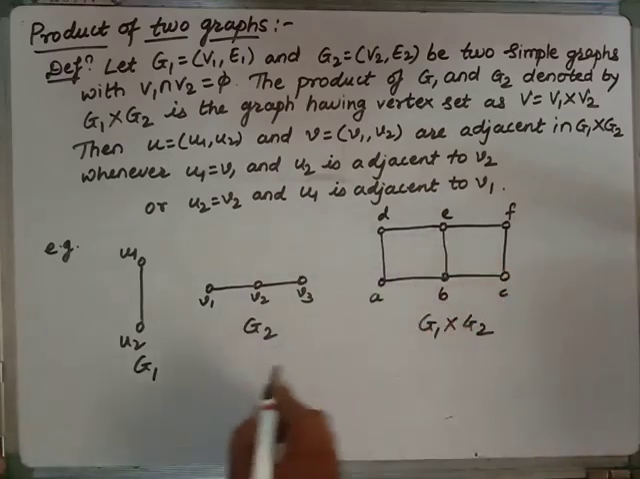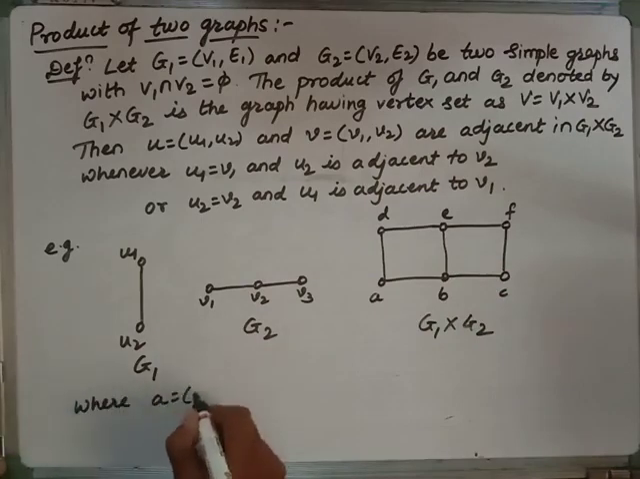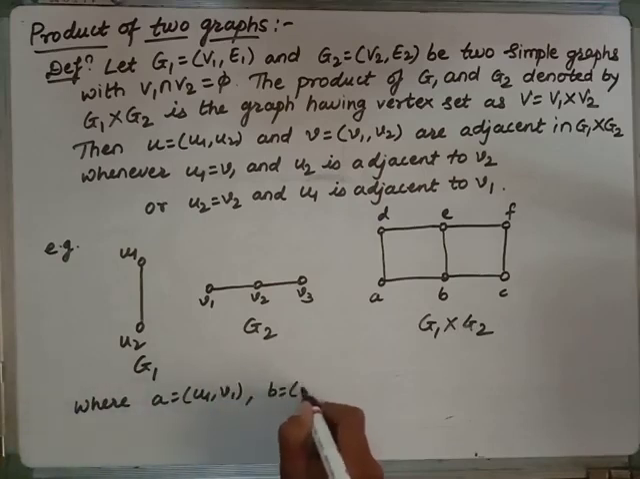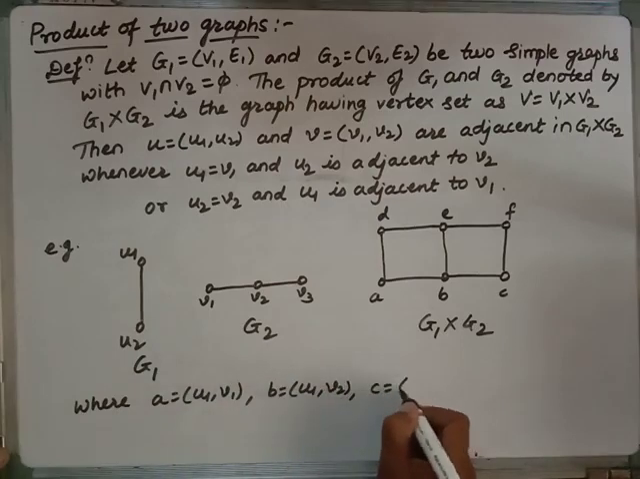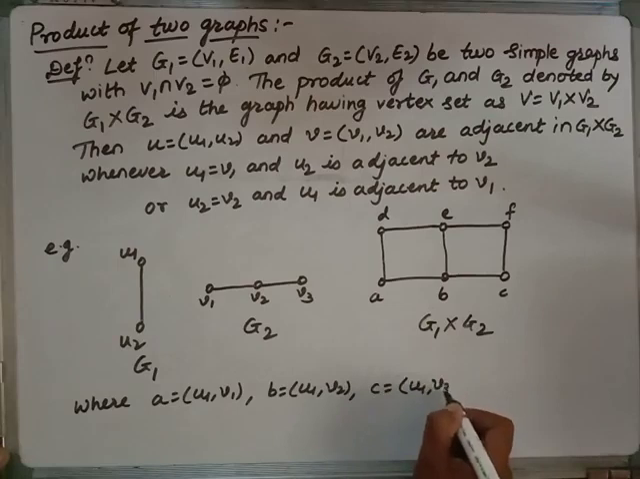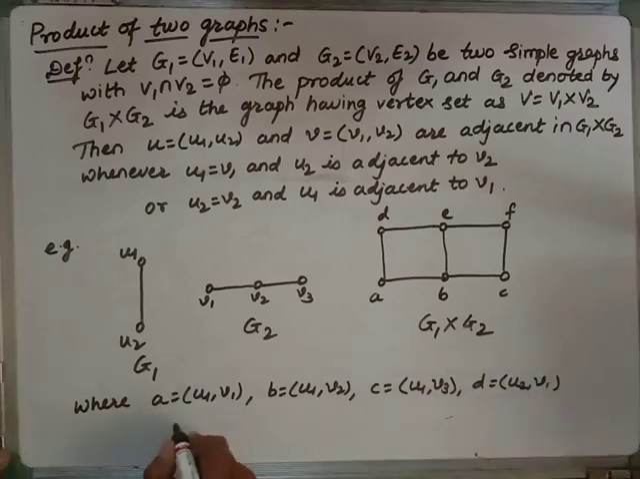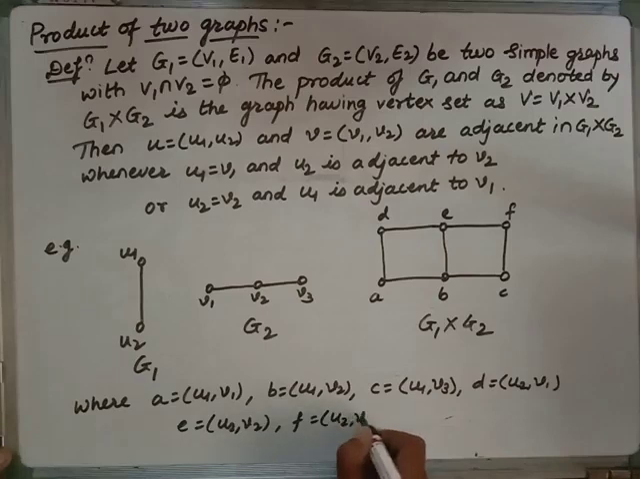This is G1 cross G2, where what is A? It is U1 V1. B is U1 V2. C is what? U1 V3. D is U2 V1. E is what? U2 V2. And F is U2 V3.